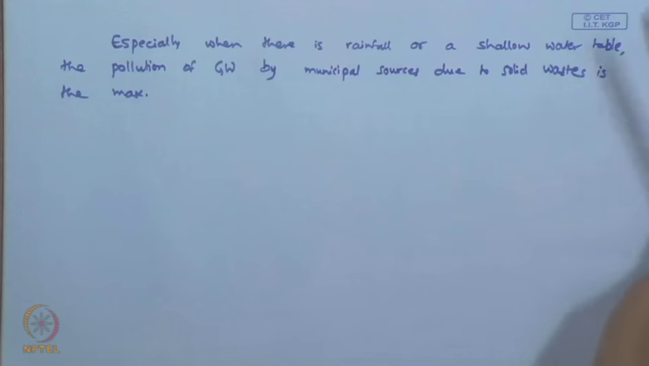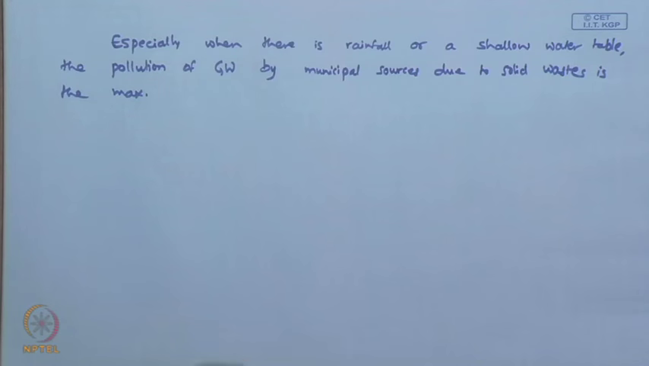As long as there is no rainfall or the water table is at an appropriate depth, there will not be much pollution from the solid waste. But as and when there is some amount of rainfall or precipitation, or wherever there is a very shallow groundwater table, the leachate from the landfills starts flowing and it causes groundwater pollution. So, the sewer leakage, the liquid waste as well as solid waste constitute most of the groundwater pollution due to municipal causes.